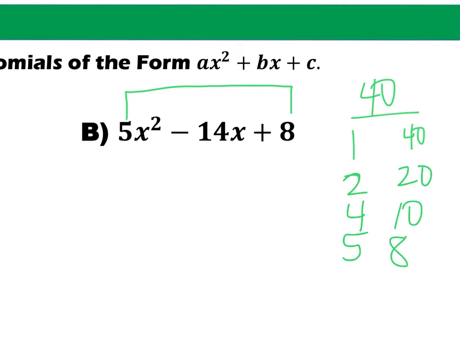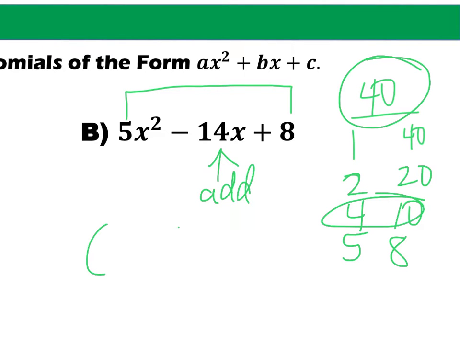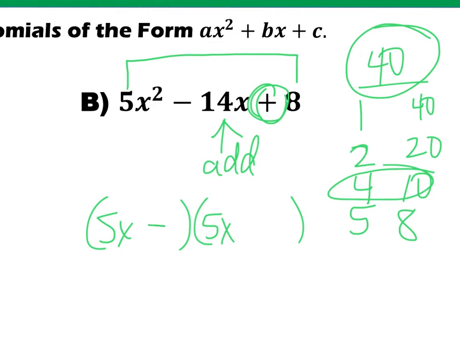So I'm trying to find things that multiply to give me 40, but add to give me negative 14. Well, look at your list. Which one could I get 14 from? 4 and 10. Good. So let's do it both ways. I'm going to write 5x in the front of both. Now look, this sign is a plus. That means both parentheses get the middle sign. So which is what? Minus, minus.